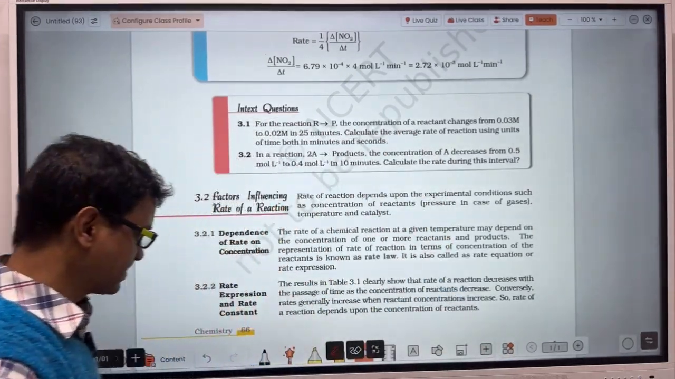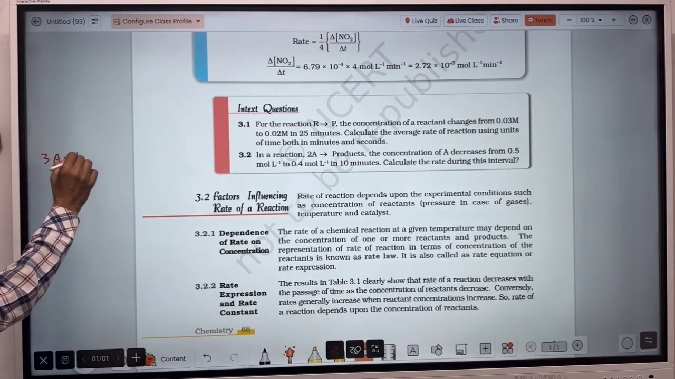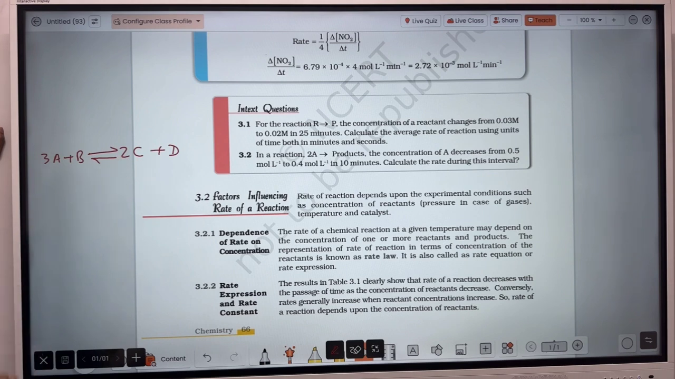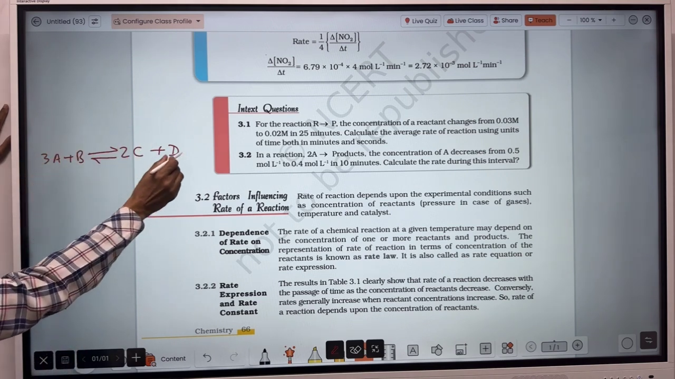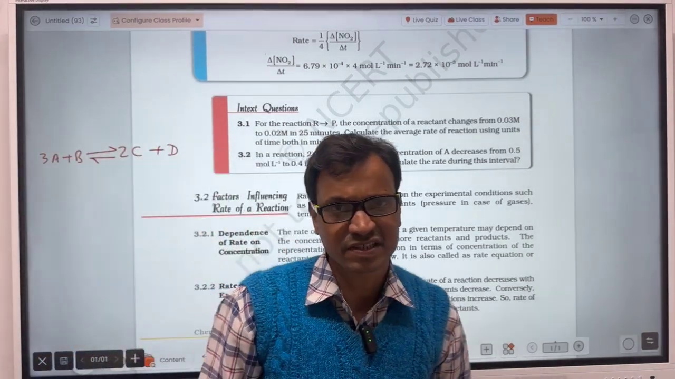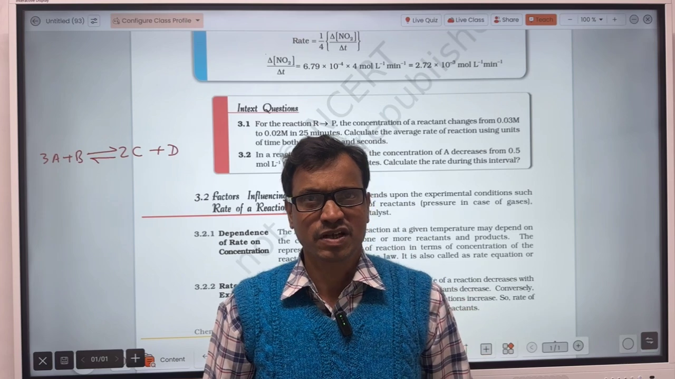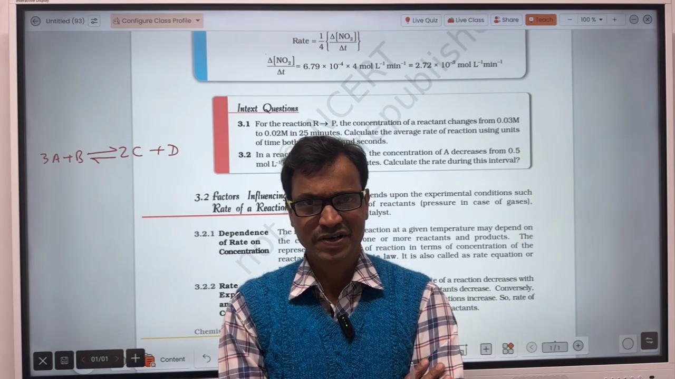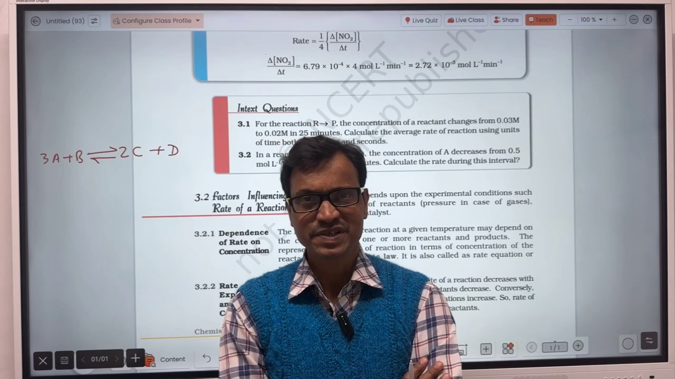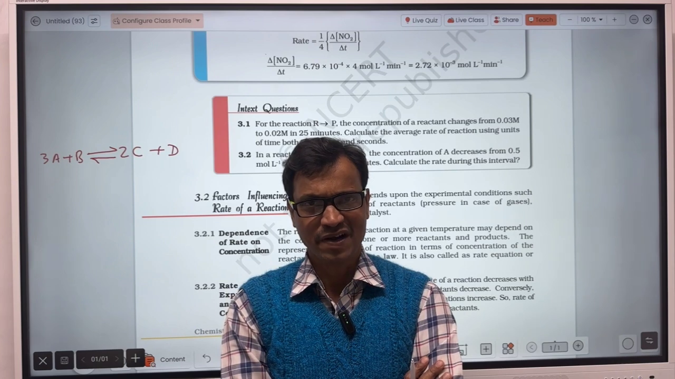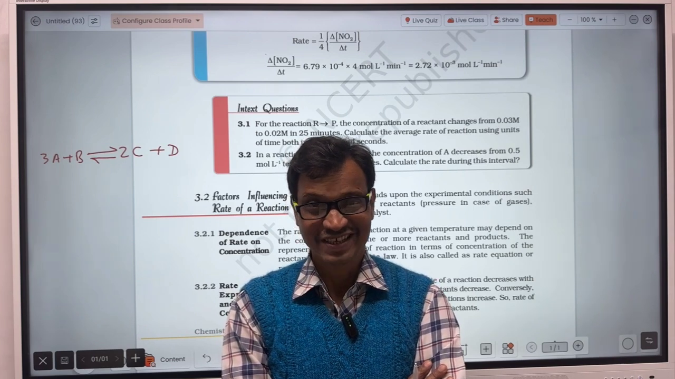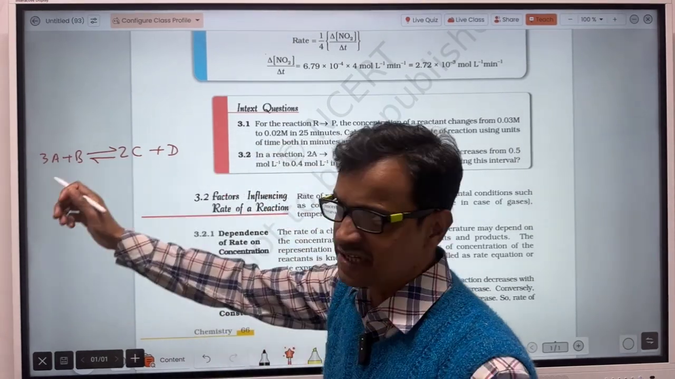Let's see. Suppose a balanced chemical equation is 3A reacts with B to give 2C plus D. This is a hypothetical reaction. We usually balance the chemical equation, and that is based on the law of conservation of mass. That means during a chemical reaction, the total mass will remain constant or conserved; it will neither be destroyed nor created. So this is a balanced chemical equation.